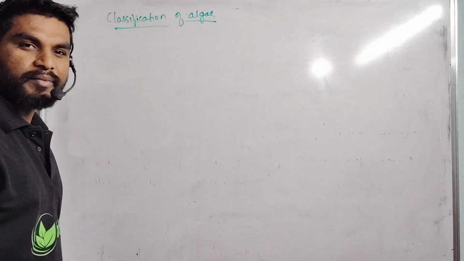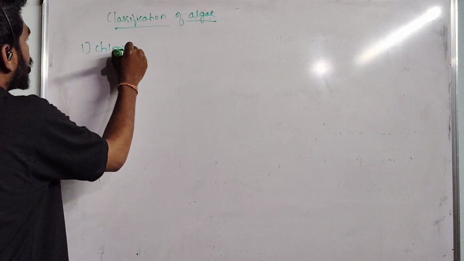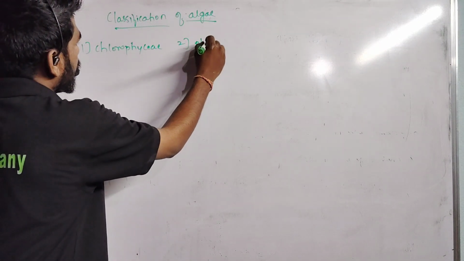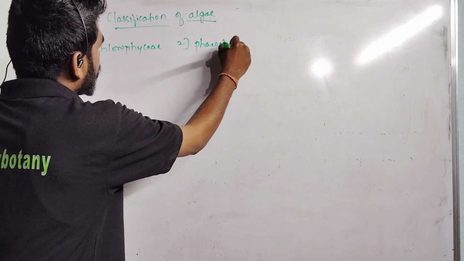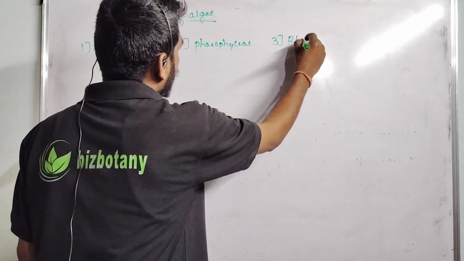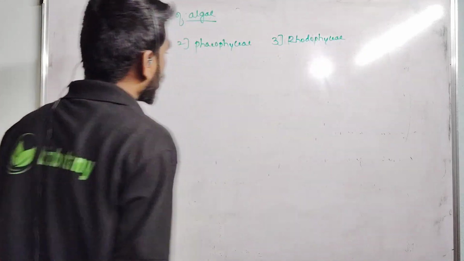आज हम पढ़ेंगे क्लासिफिकेशन ऑफ algae के बारे में। क्लासिफिकेशन ऑफ algae, we classified whole algae into three main classes. They are Chlorophyceae, Phaeophyceae, and third one is a Rhodophyceae. There are three classes in algae.